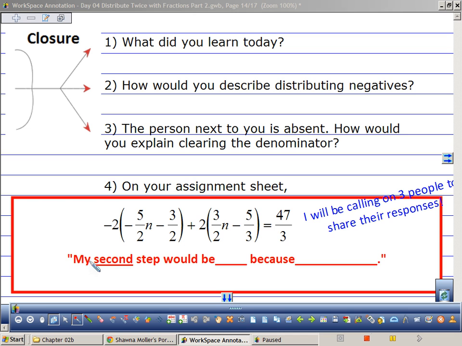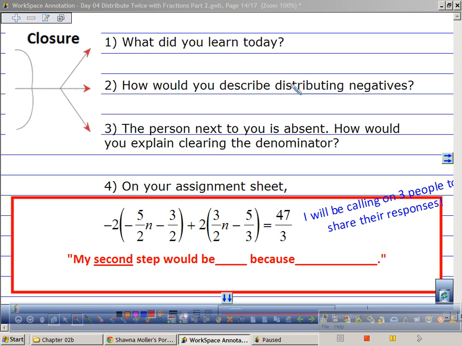All right, so here is your closing thought. What did you guys learn today? Good job. Distributing twice with fractions. How would you describe distributing negatives? That brings us to yesterday's thought. Yeah. Negative times negative is a positive. Negative times a positive is a negative. Good. If the person next to you is absent, how would you explain clearing the denominator? How would you explain that to them? What does it mean to clear the denominator?